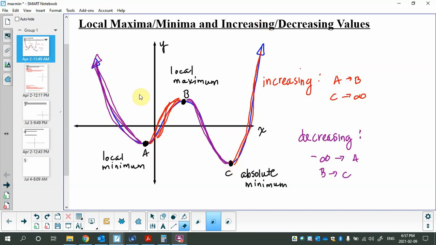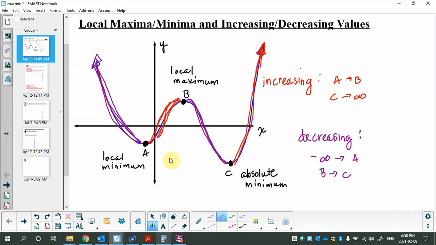Because this picture goes on forever upward, that means this isn't an absolute maximum, it's a local maximum. And I've labeled it B for reference. Then I've tried to dig out some colored pens and stuff like that to explain the difference between increasing and decreasing.